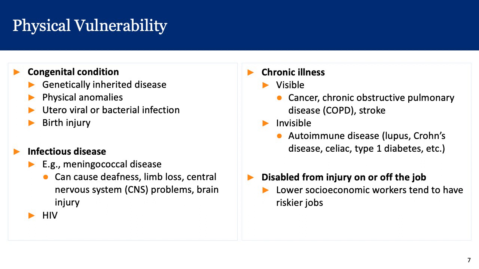Disability from injuries on and off the job are a huge problem in the U.S. There were 2.8 million non-fatal accidents and injuries in the U.S. in 2019 from the Bureau of Labor Statistics data. There were 4,764 fatal injuries in 2020. Young and lower educated and lower socioeconomic workers tend to have riskier jobs, thus increasing their risk for injury and disability. So that is why we consider them vulnerable workers.